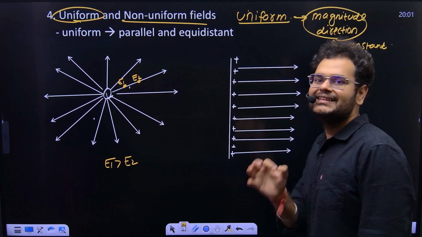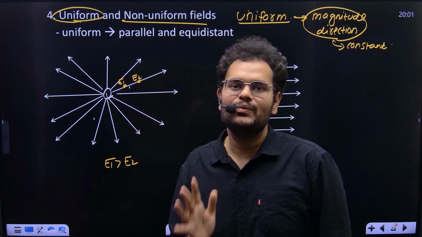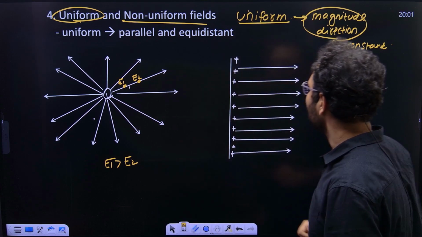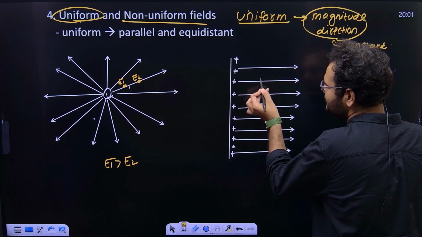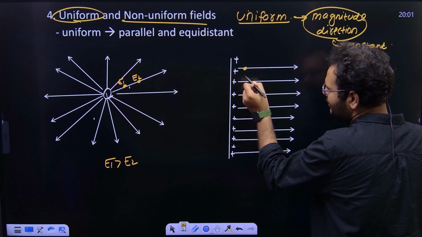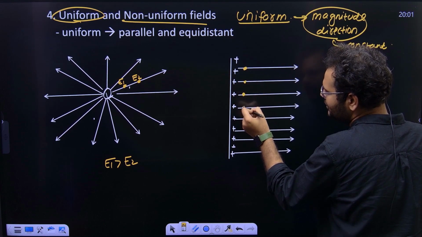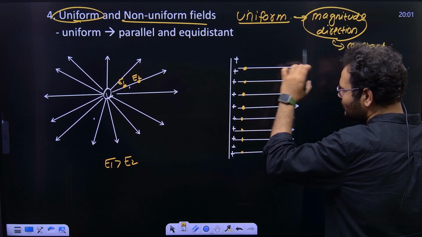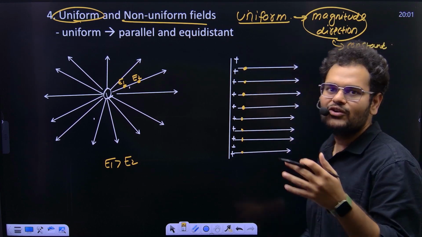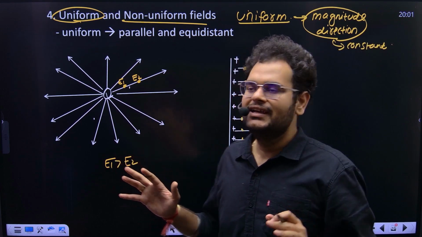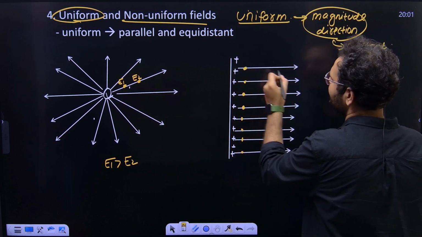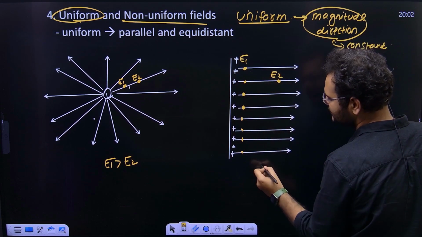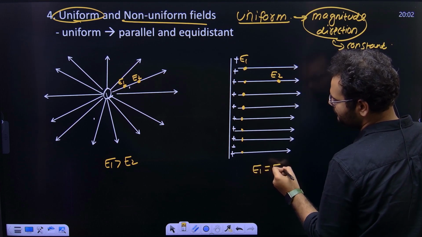Here, this is called a perfect example of a uniform electric field. Why, sir? Why uniform? Because all lines are equidistant. You tell me, are they spaced closely afterwards or before? No, sir, it is uniform. That means for the electric field, if I take this point and another point, let us say this is E1 and this is E2, I will say E1 is equal to E2.